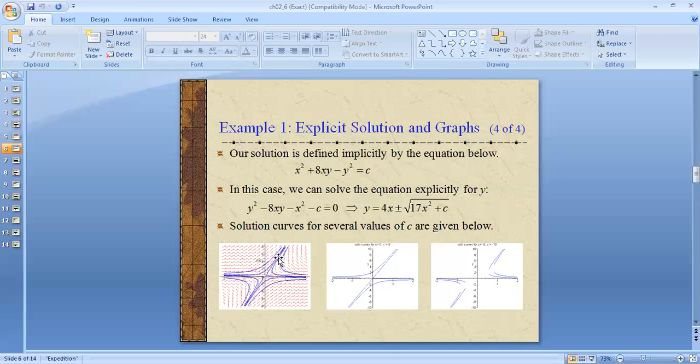This is actually a hyperbola. This is the equation of a hyperbola actually. So by plotting we get this solution.